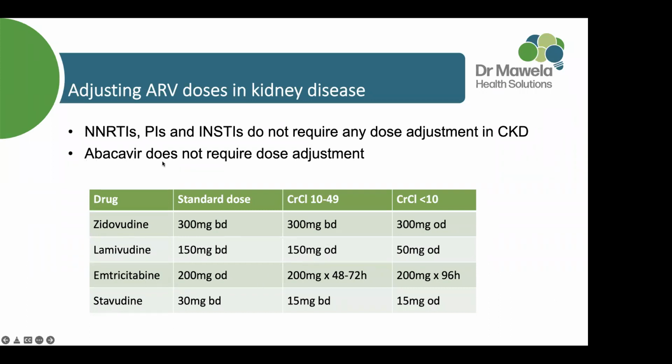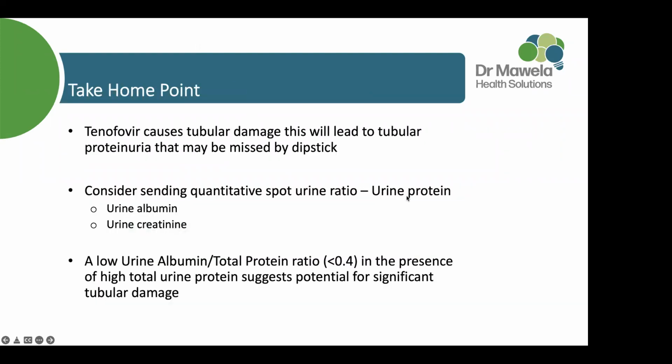The only NRTI that is quite safe, where you don't need to do any dose adjustment, is abacavir, because it goes through a dual metabolism, both by the liver and the kidneys through glucuronidation. So with abacavir, you can use the full doses, 600 milligrams daily or 300 milligrams BD, irrespective of the kidney function of your patient. All right.